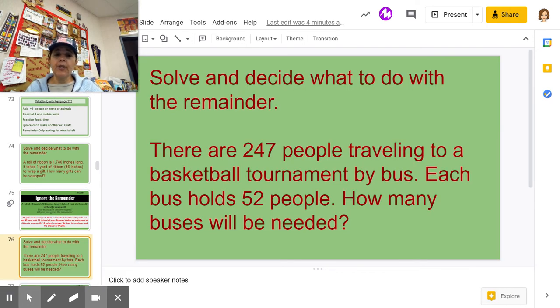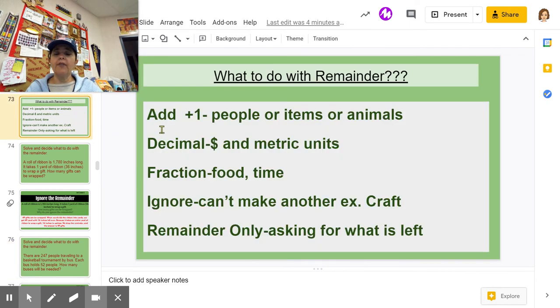Solve and decide what to do with the remainder. There are 247 people traveling to a basketball tournament by bus. Each bus holds 52 people. How many buses will be needed? So, are we going to have to add one more to the answer? Are we going to form a decimal? Is it going to be a fraction? Are we going to ignore it? Or is it remainder only?